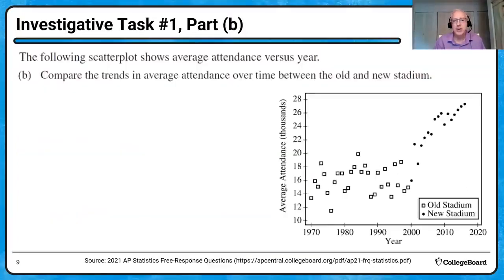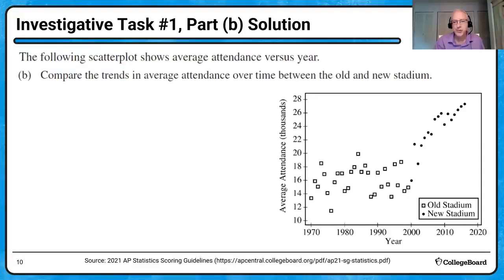Part B, the following scatter plot shows average attendance versus year. Compare the trends in average attendance over time between the old and new stadium. So you have to be sure you understand what the question is asking you to do. We want to compare the trends between the old and the new stadium. All right, let's do it.